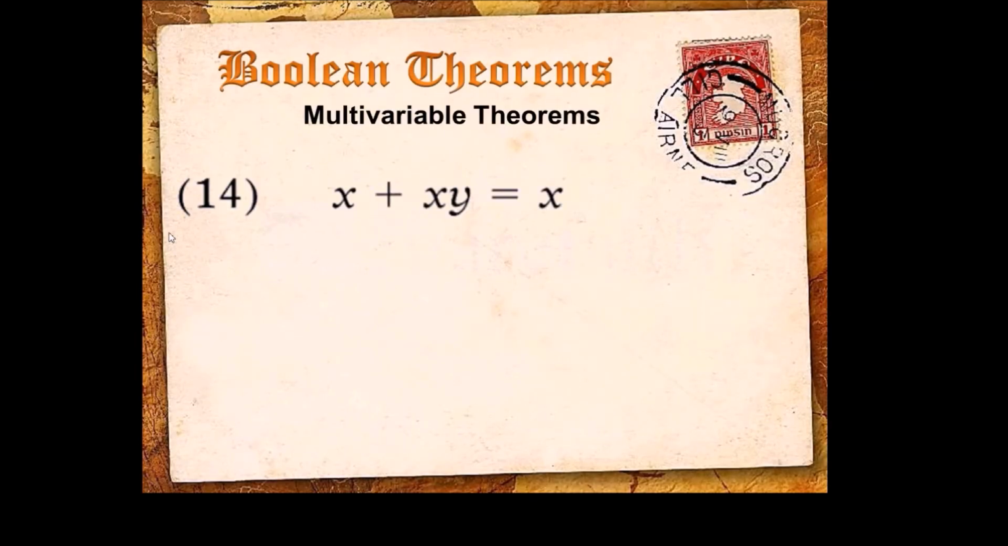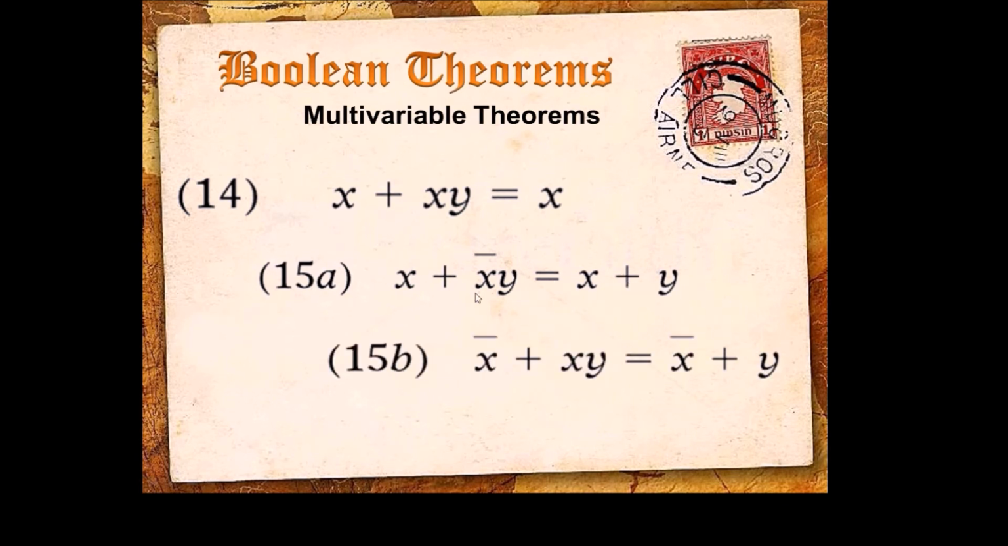The 14th theorem states that when x is added with the product of x and y, it equals x. Theorem 15a states that when x is added with the product of not x multiplied with y, it equals x plus y. Theorem 15b states that not x added with the product of x and y is equal to not x plus y.